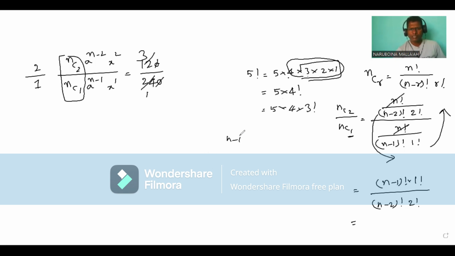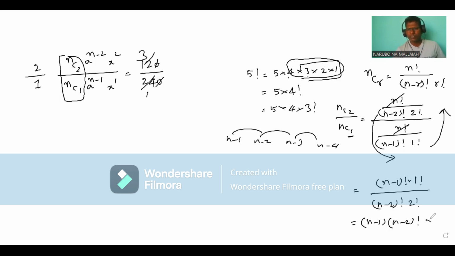n minus 1, after that n minus 2. Next term is n minus 3, next term is n minus 4. So now n minus 1, I am expanding this in descending order. So n minus 1. After that we get n minus 2. Here put the factorial symbol. Why I stopped here: in the denominator we have n minus 2 factorial. To cancel it out, we have to write only up to n minus 2 factorial.